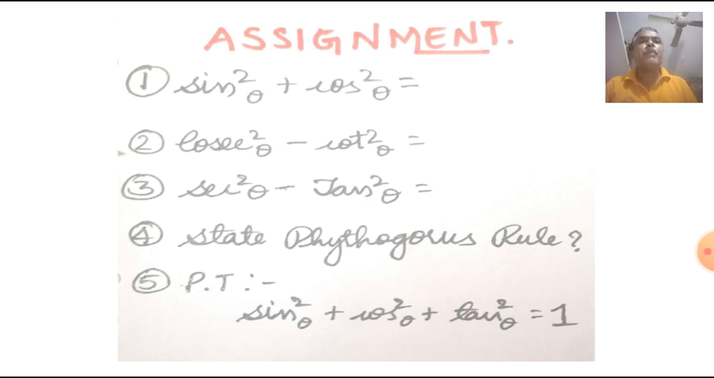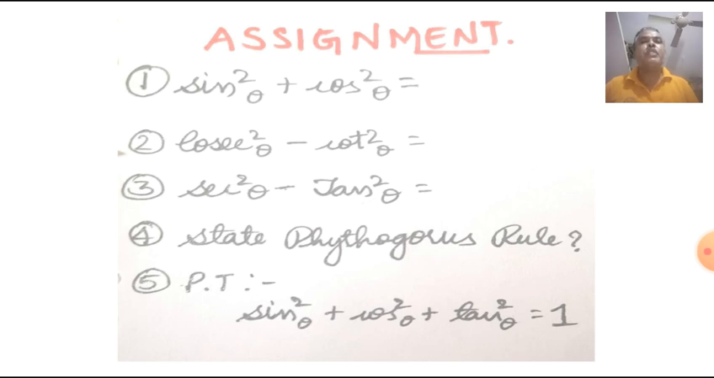Second question is cosecant square theta minus cot square theta is equal to dash. Third question is secant square theta minus tan square theta is equal to dash. These three are the objective questions. You have to write the correct answer in the blank. Fourth question is state Pythagoras rule. You have to explain the Pythagoras rule here.